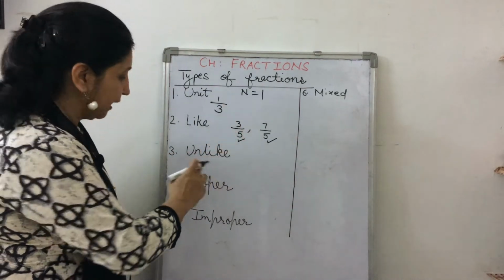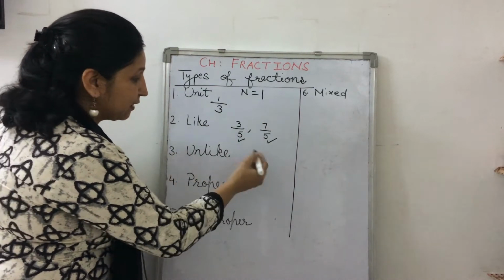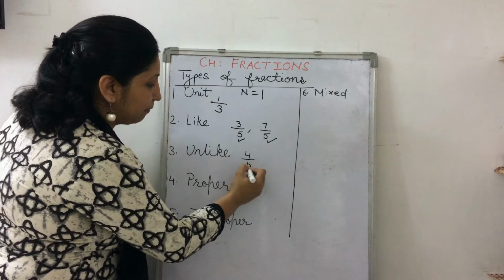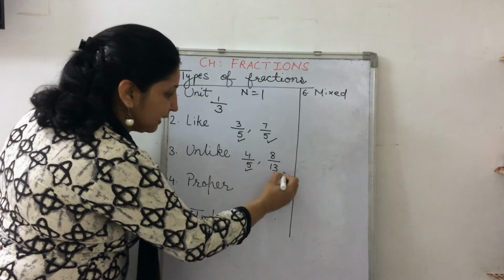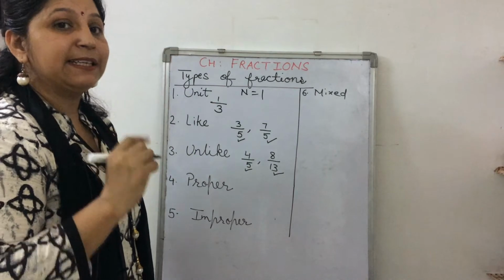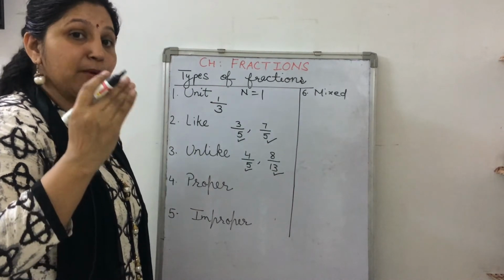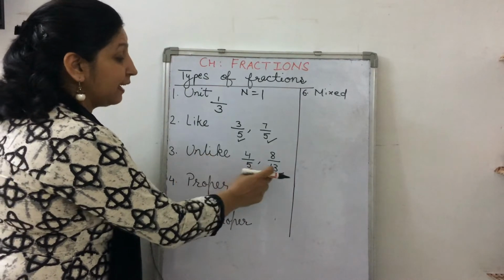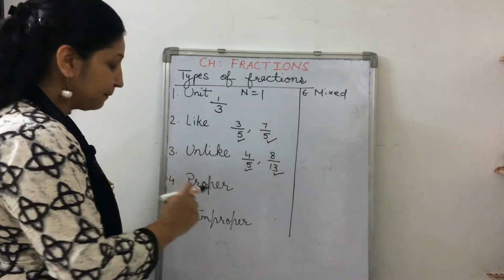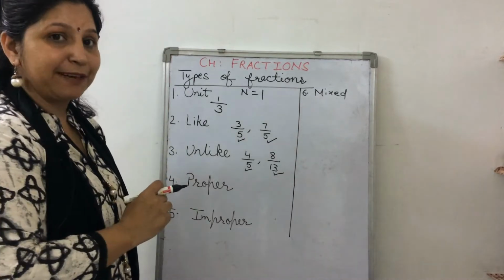Now coming to unlike fractions, that is your third type. Suppose I have taken one 4 by 5, another is 8 by 13. So denominators are not same. When denominators are not same, or we can say denominators are different, we can say these are unlike fractions.